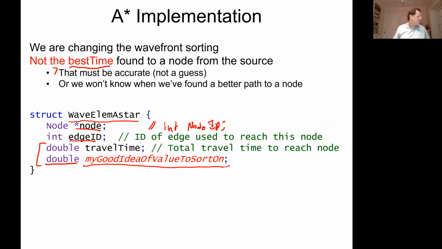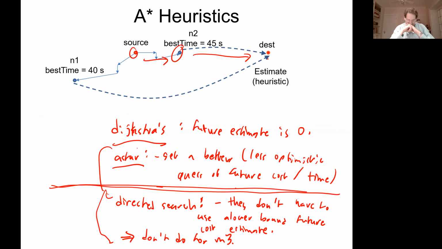Let's see, I see a question from Daniel. Not sure why the sorting order has to be an underestimate. All we need is the stopping criterion to be an underestimate. Let's see. I think I need to think about that question afterwards.